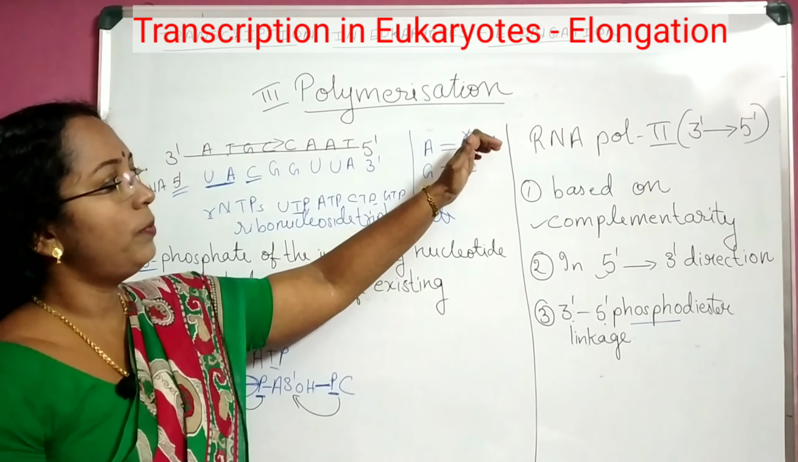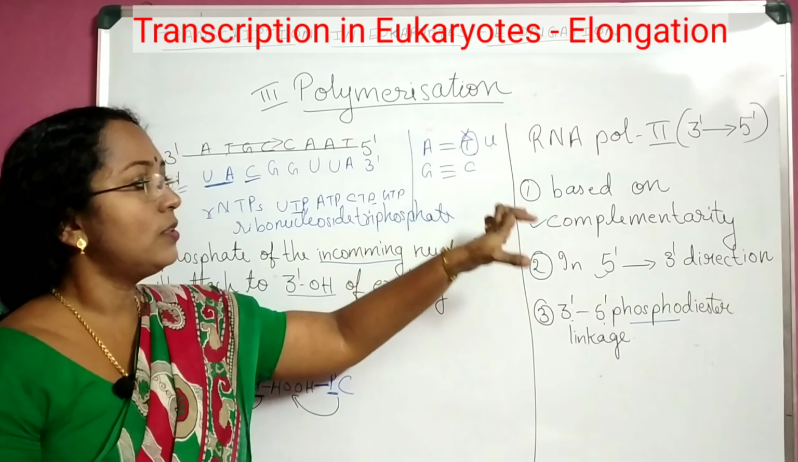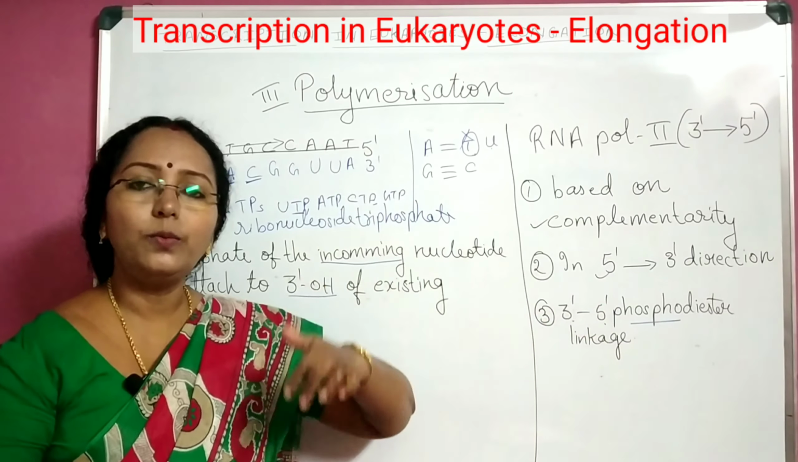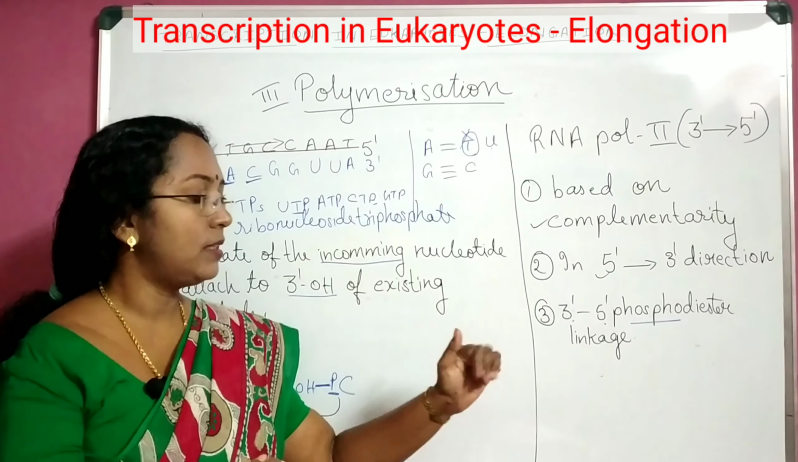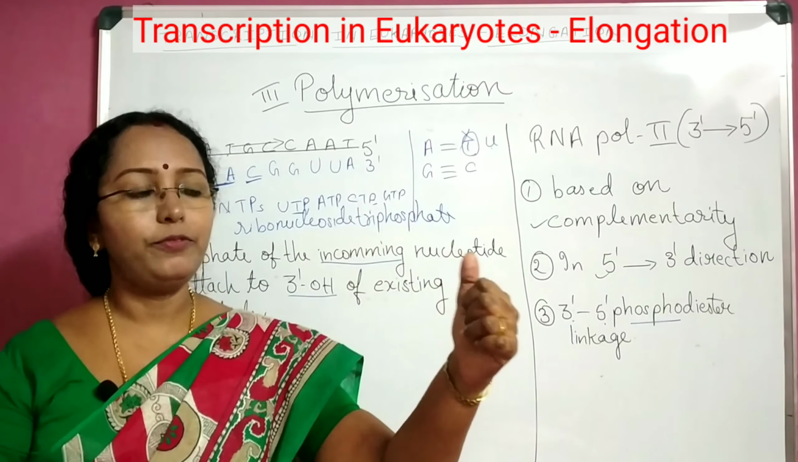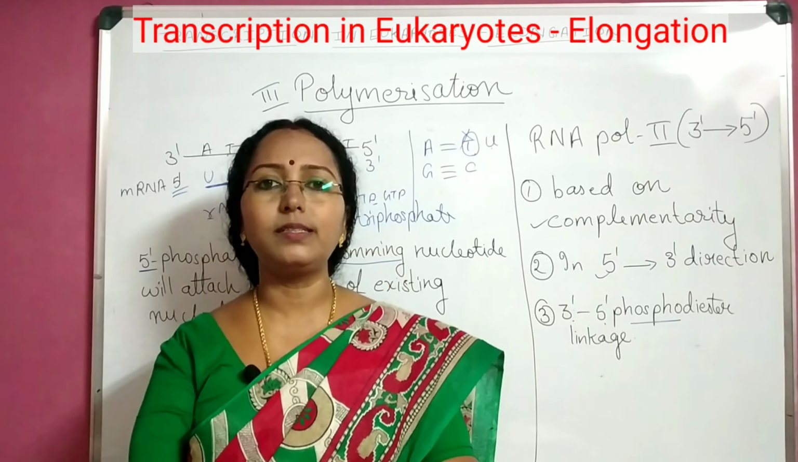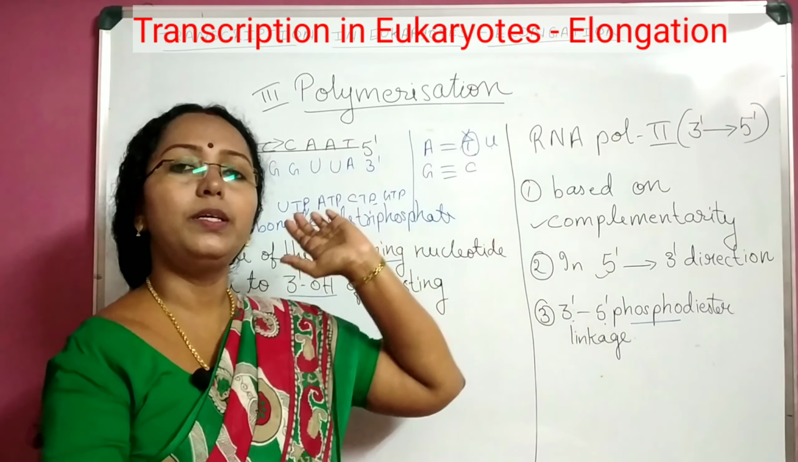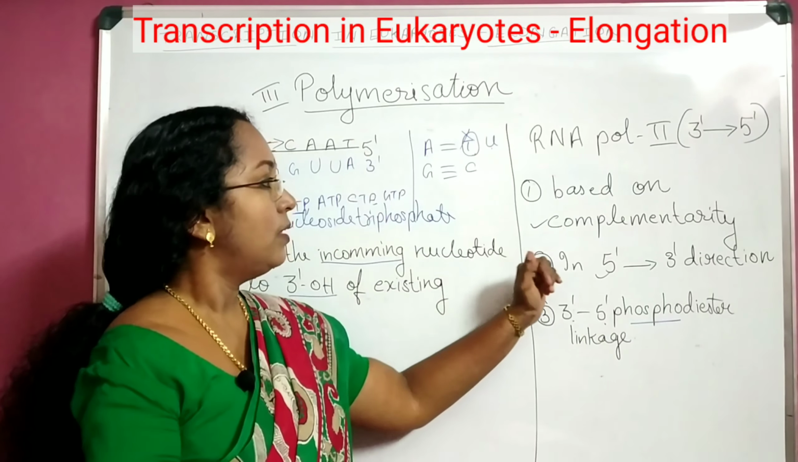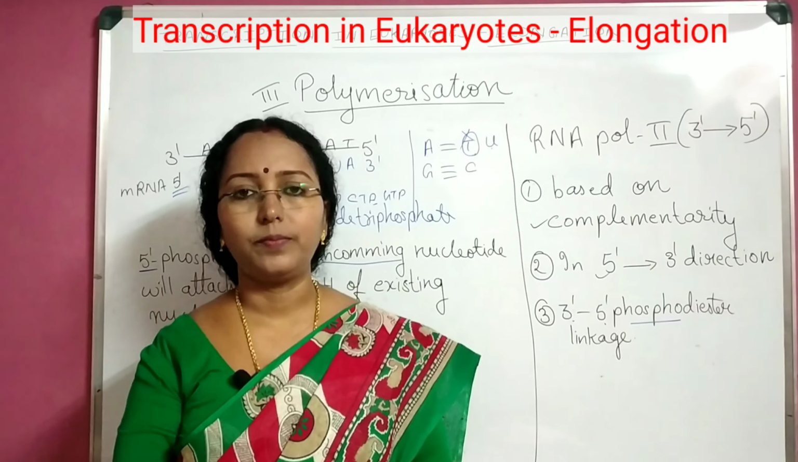As the RNA polymerase is moving from 3' to 5' direction, based on the complementarity, new and new bases are getting added by phosphodiester linkages. 5' phosphate of the incoming molecule will get attached to the 3' OH of the existing one. So at the end you will get the 3' OH. At the beginning you will get 5'. So polymerization is always in the 5' to 3' direction.